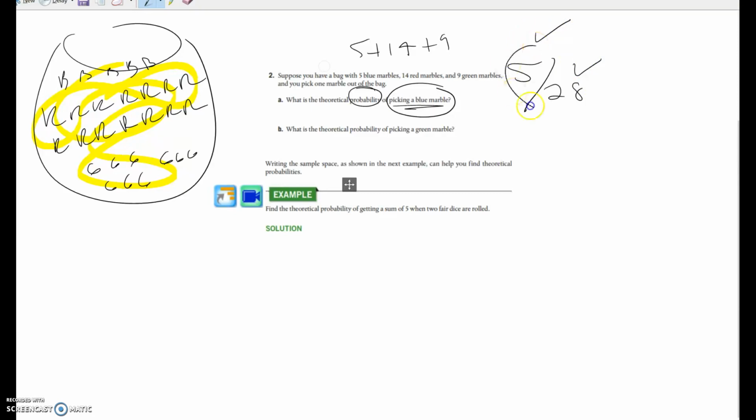And one acceptable answer is a fraction. You could divide it and get a decimal, or you could divide and multiply by 100 to get a percent. So just read in my math lab what they want. All right, let's look at the next one.